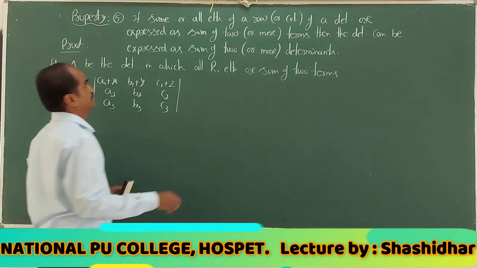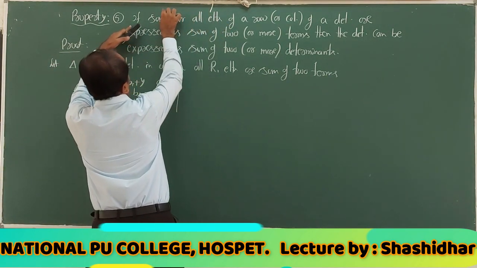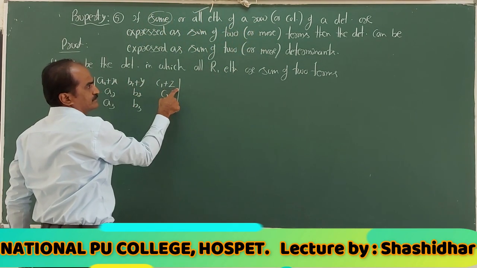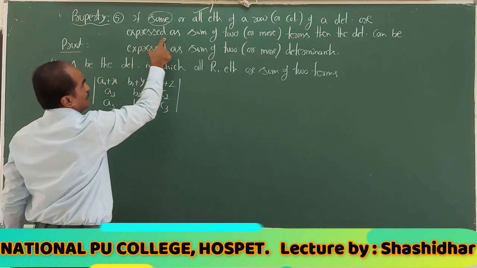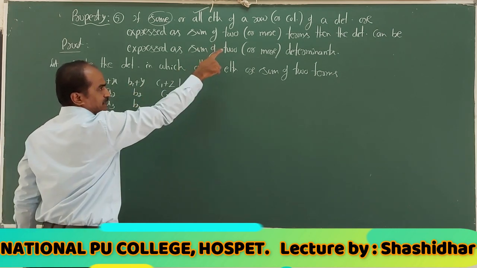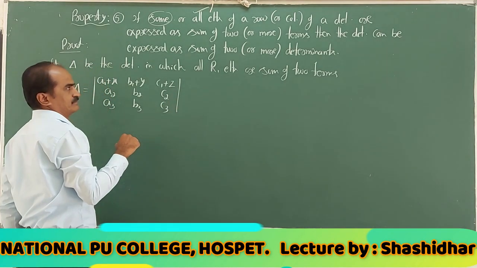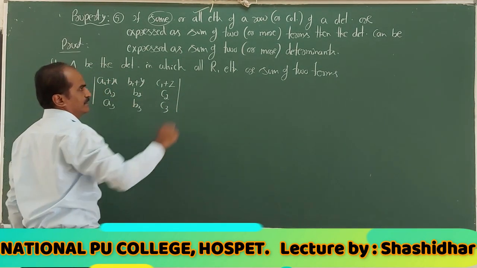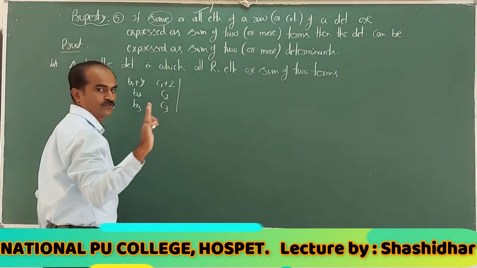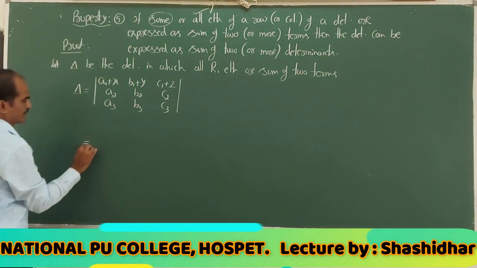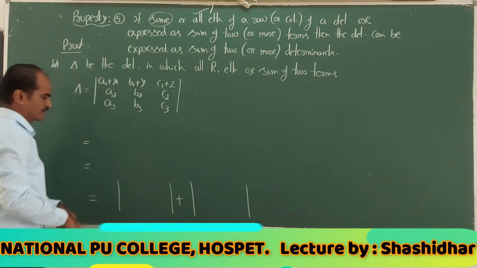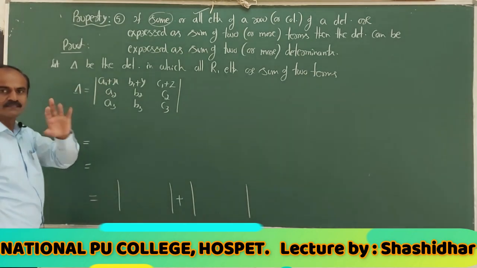What I did here, I have now taken a sum. If all elements of R1 of a determinant are expressed as a sum of two terms, I can even express it as a sum of three terms, sum of four terms. Here I have written only a sum of two terms. Then according to the statement, this single determinant can be expressed as a sum of two determinants. That is, I end with writing two determinants. The sum of these two determinants is the same as this. That is what I had to prove.